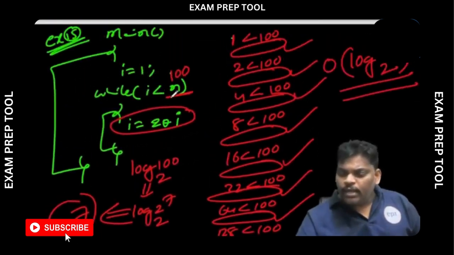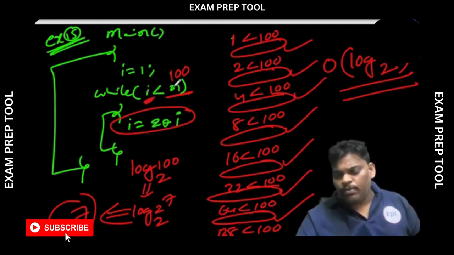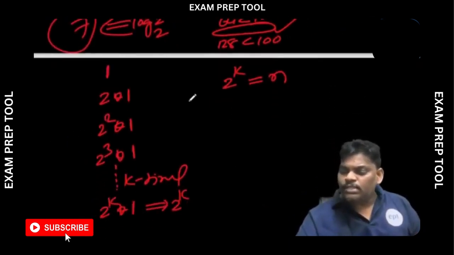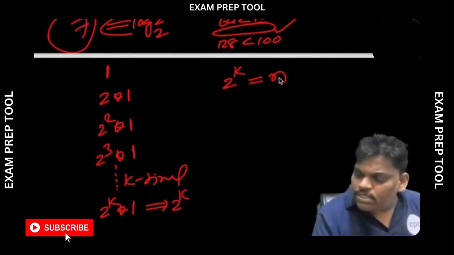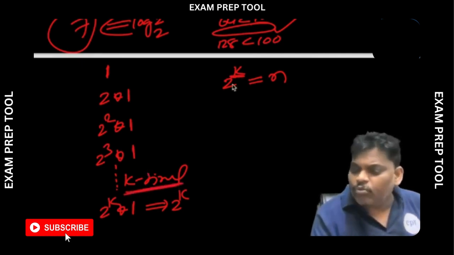Let us assume that i value becomes 2 power k, which is n. You can stop. 2 power k and n are both the same. Because only if n is greater, then continue. At some point of time, both are the same, so you can stop. 2 power k is equal to n, but I want the k value, because the loop repeated k times. What is the k value?